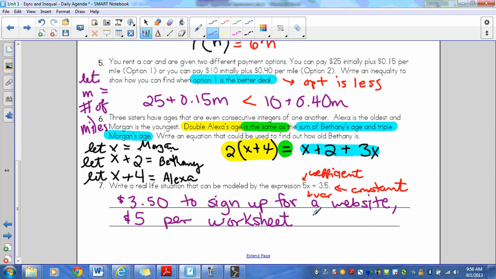You could also say that you're a worker and you make $5 per hour plus a $3.50 bonus. So that's kind of going the opposite way. Instead of getting charged, you're making money that way. I think that's all I have for today.